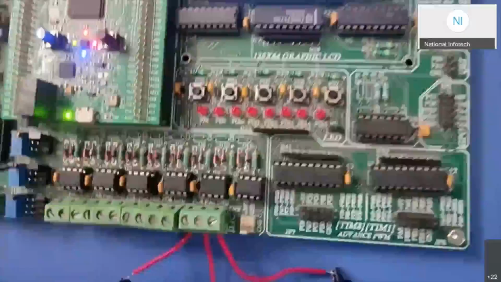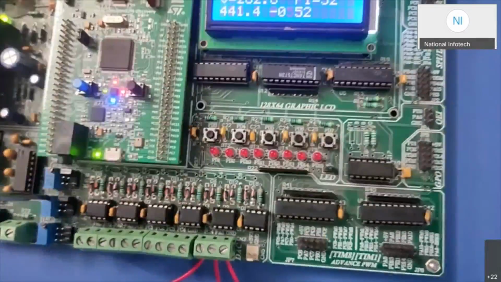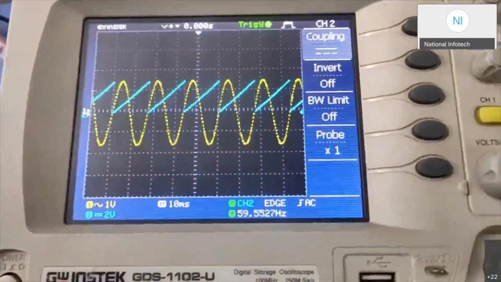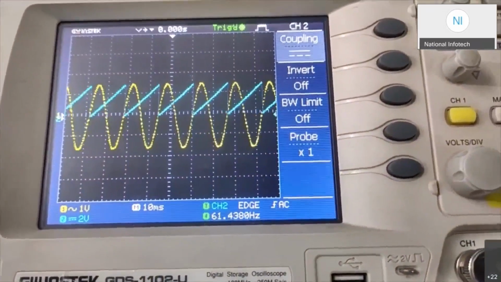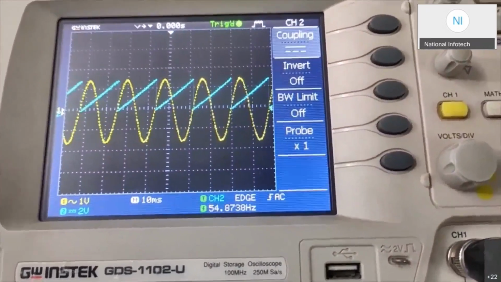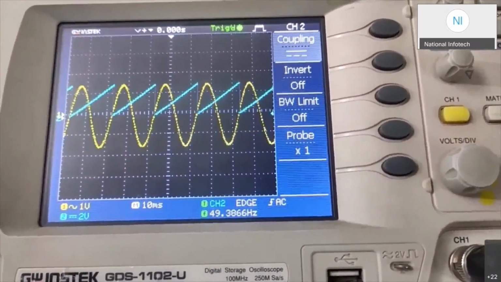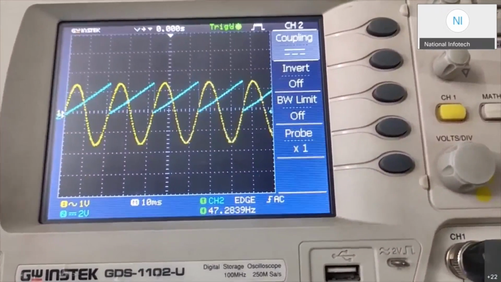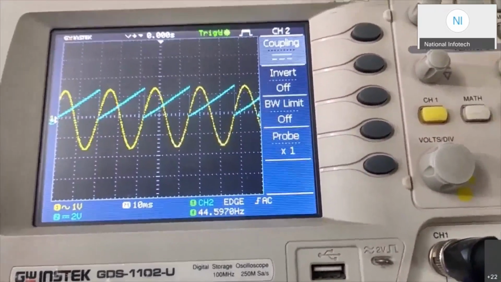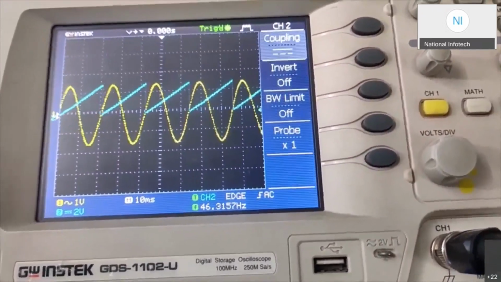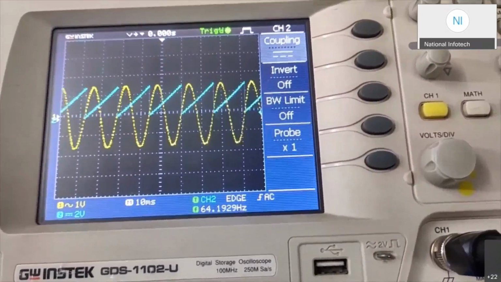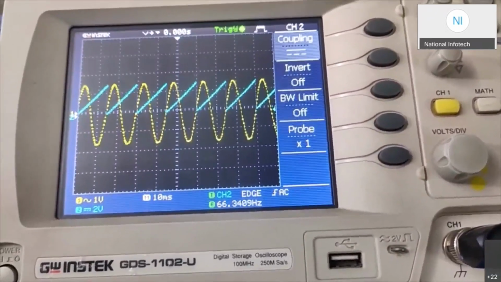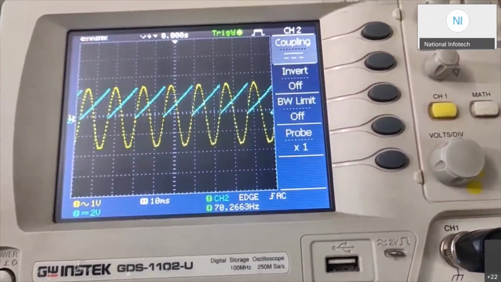Now I will change the frequency of this signal. By varying the frequency, you can observe the frequency being increased. Now I am increasing, and in the same way I can decrease the frequency as well. We have set a limit of 90 hertz for this frequency, so now I will set it to the maximum, 90 hertz. And at 90 hertz, this theta calculation is also proper.